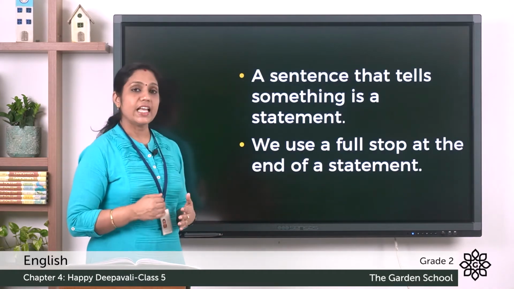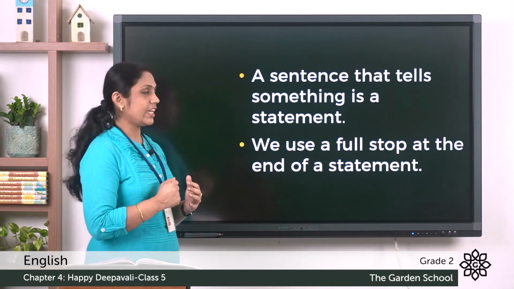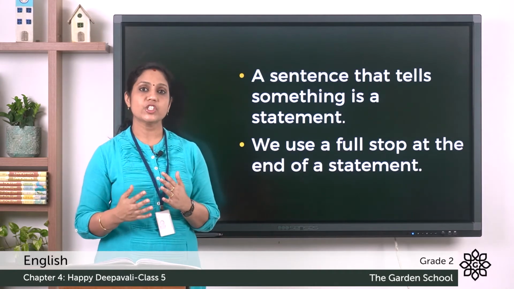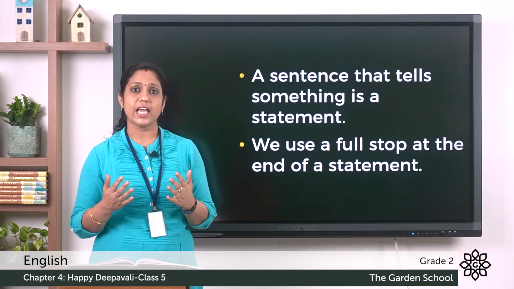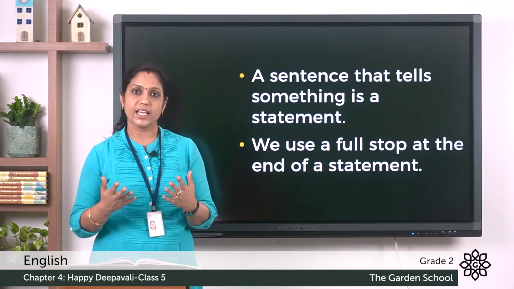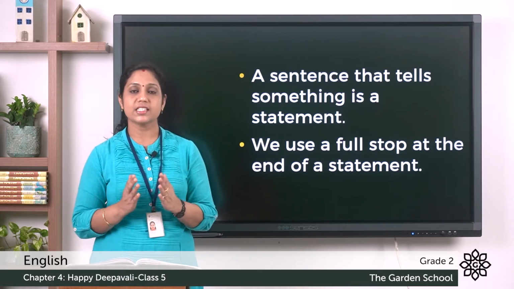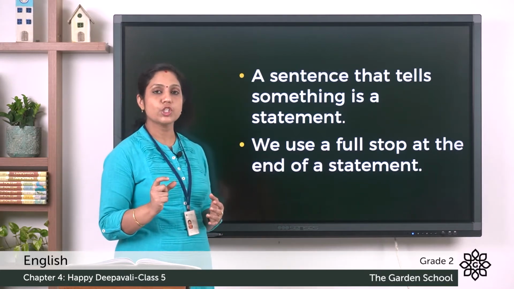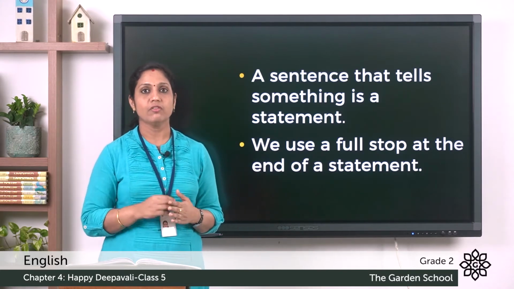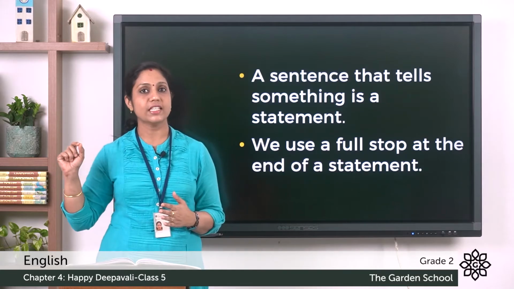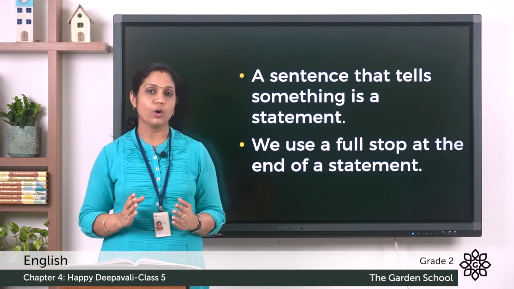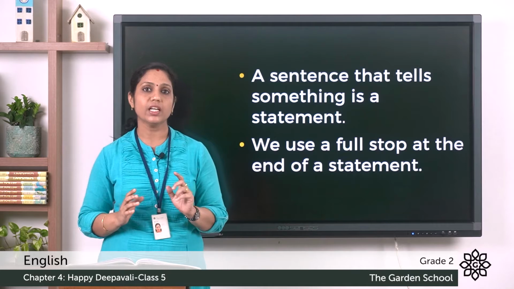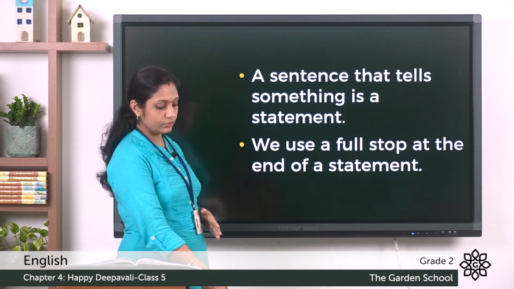A sentence that tells something is a statement. That is a sentence which is saying something. For example, if I say I am hungry, it means I am saying something, that is a sentence. It's a statement. And for the statement, we have to use a full stop at the end of the sentence. We have to use the full stop only after the sentence ends. And we always have to begin a sentence with a capital letter.